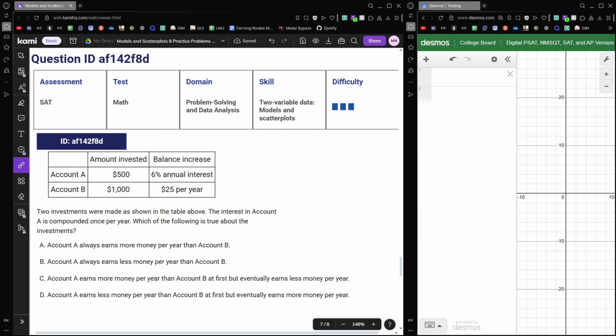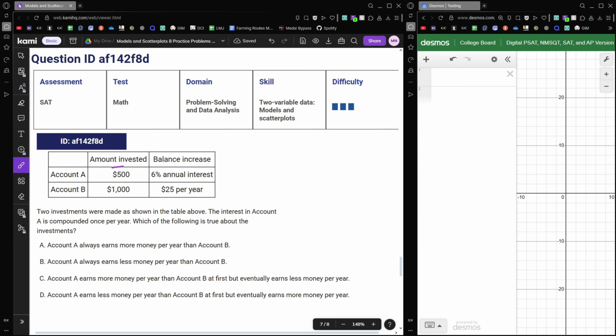Question number 7. 2 investments were made as shown in the table above. The interest in account A is compounded once per year. Which of the following is true about the investments? So first, let's look through our answer choices, and you'll notice that all of them focus on how much money the accounts earn per year. So let's go ahead and find out how much money account A earns per year.